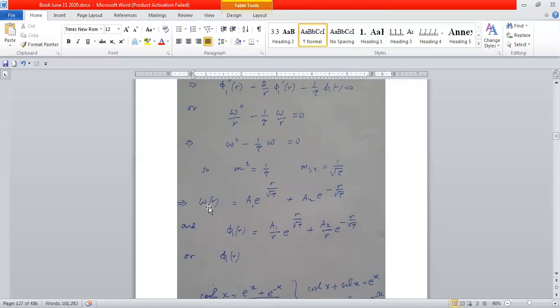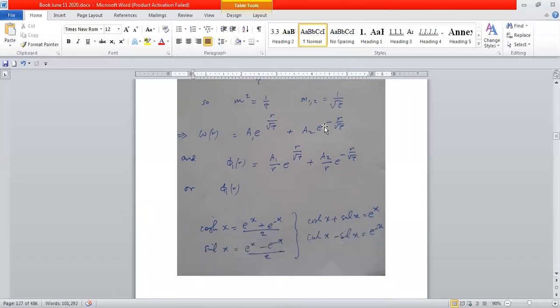So W of r becomes a1 e to the r over square root of tau plus a2 e to the minus r over square root of tau. And in the last lecture, I told you the units of tau, the neutron age, are centimeters square. So this looks okay. Centimeter divided by centimeter. Now, go back to phi, because W was r phi. So I need to divide this whole thing by r to recover phi 1. So phi 1 comes like that.